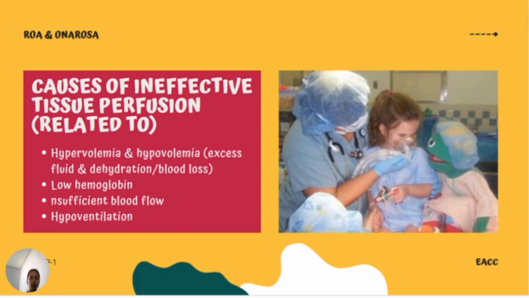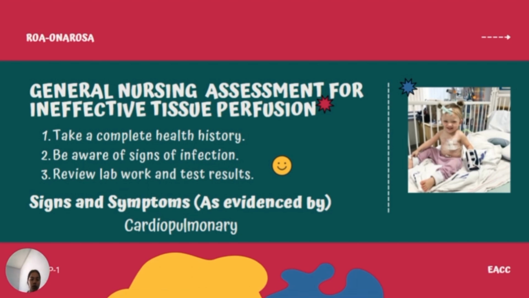So dito naman tayo sa causes of ineffective tissue perfusion related to hypervolemia and hypovolemia, excesses of fluid and dehydration and blood loss, low hemoglobin, insufficient blood flow, hypoventilation. So next is general nursing assessment for ineffective tissue perfusion.